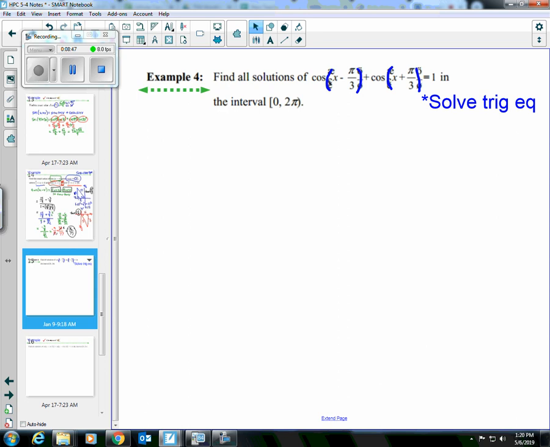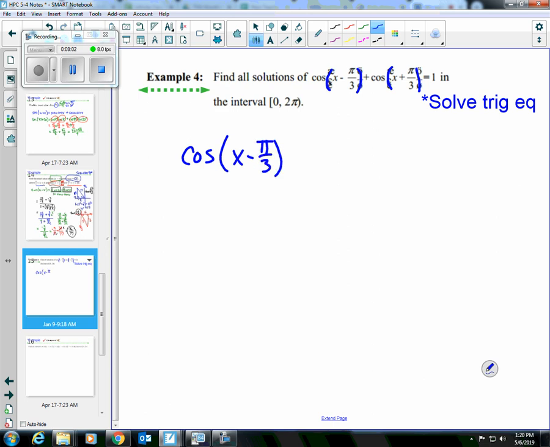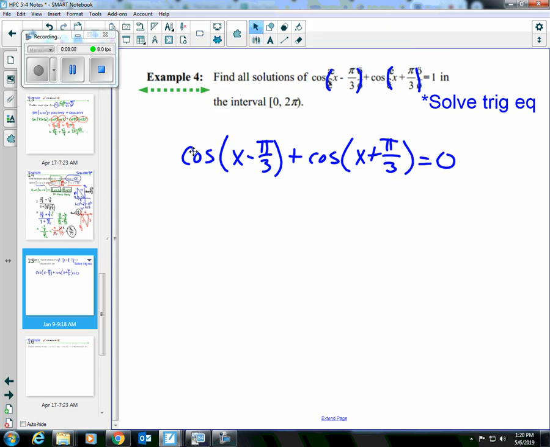I need you to find your example 4. I know they totally messed up in the note-taking guide. They have these weird symbols. Those are supposed to be parentheses. So please rewrite that. It's supposed to be cosine, and just put a parenthesis in there. It's supposed to be x minus pi over 3, and then plus cosine of x plus pi over 3, and that's supposed to be equal to 1, and you're supposed to solve this equation for x.